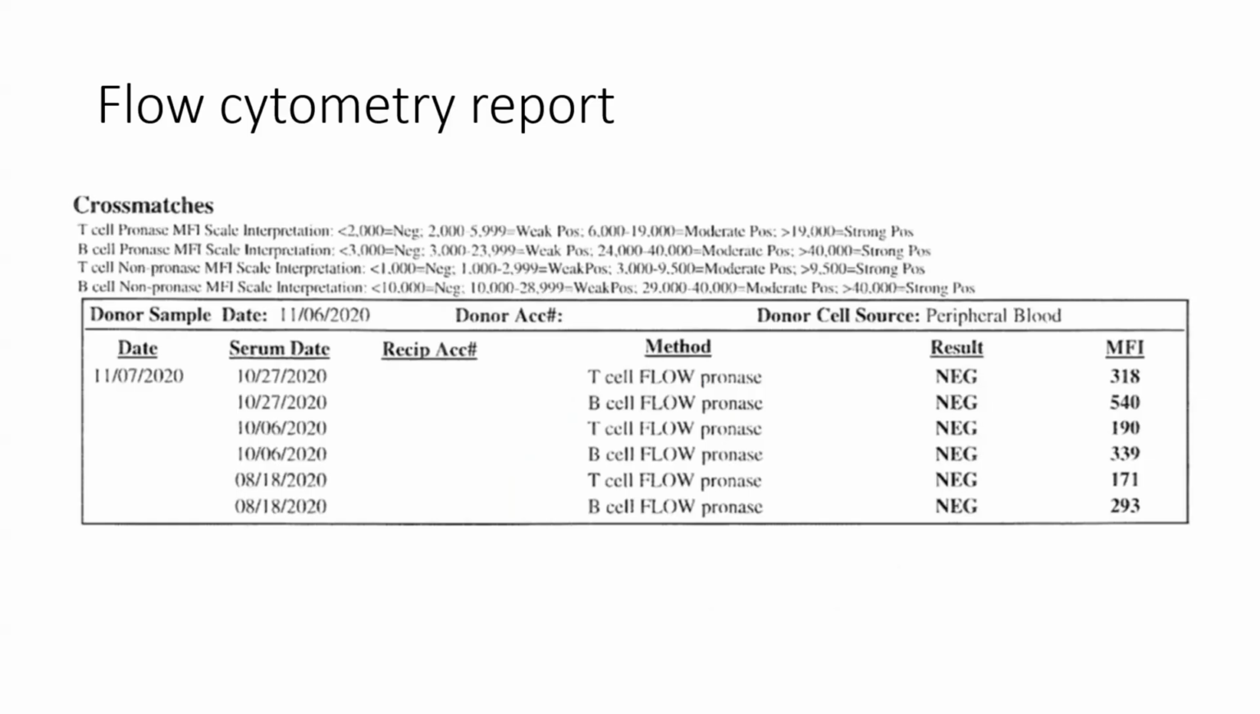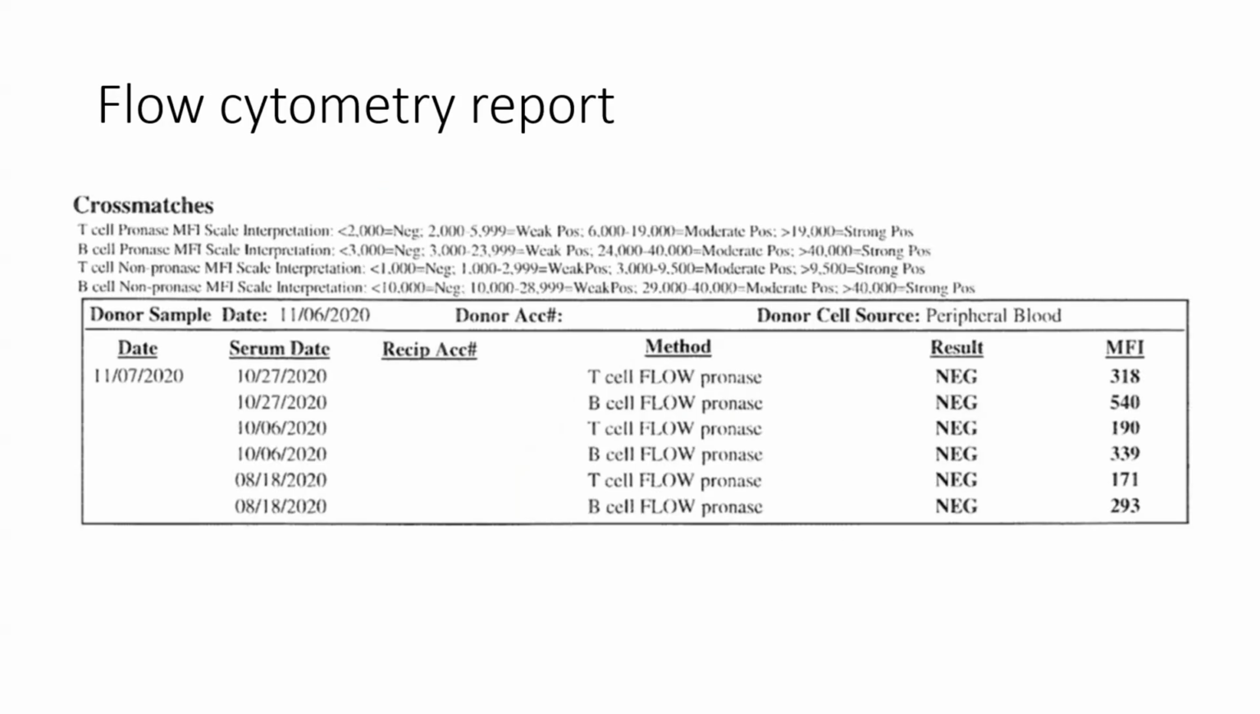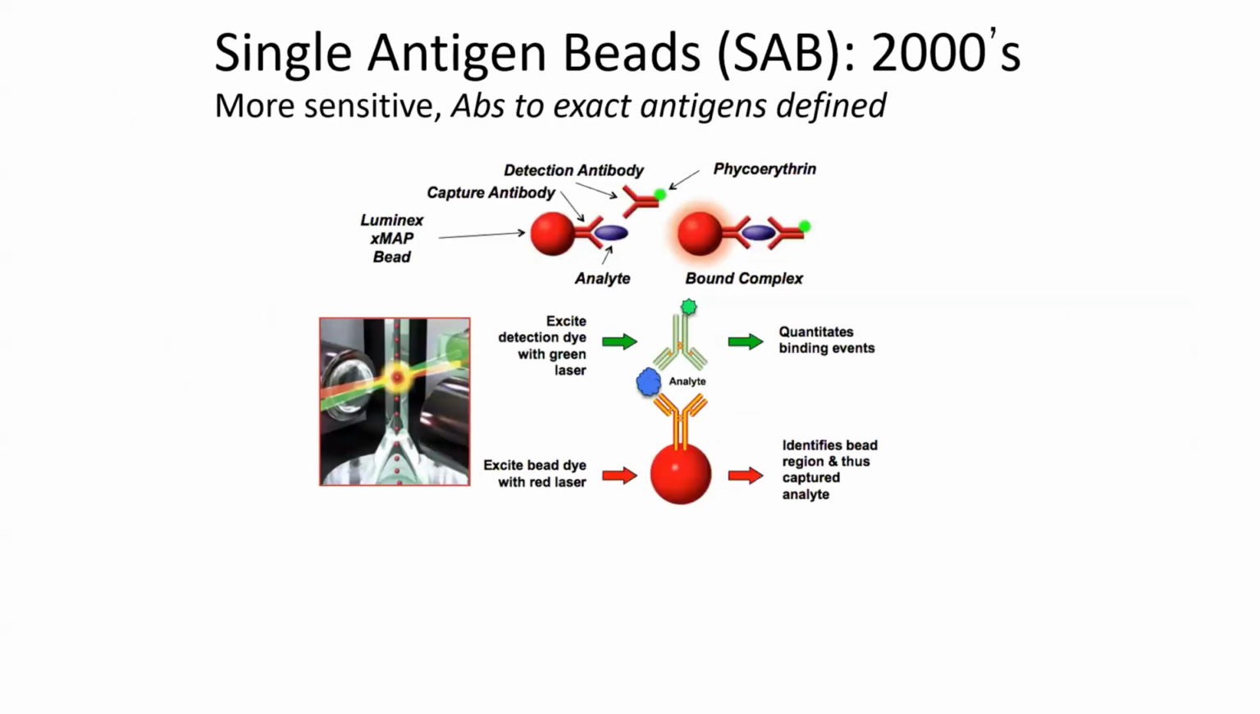This is the report. Most labs that do this show this kind of report. This is showing the T cell and B cell flow and the result. The MFI is back to here. There's a fluorescent antibody to detect how strong it is, and MFI stands for mean fluorescence intensity.